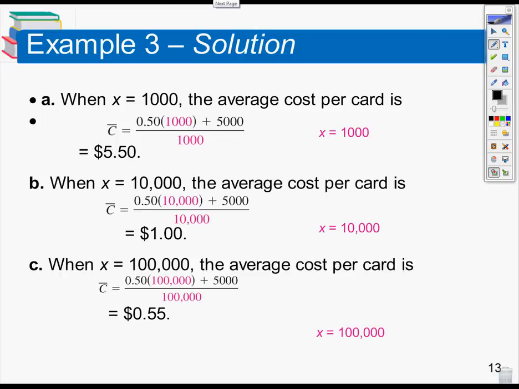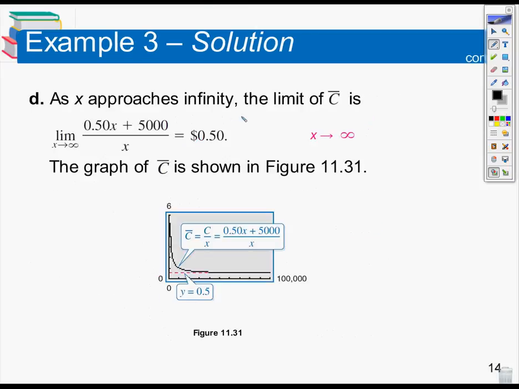Okay, well, that's all fine and dandy, but what about when it approaches infinity? Well, when it approaches infinity, I have to think about my rules for the rational functions. I have to look at the degree of the top equation and the degree of the bottom equation and its leading coefficient.